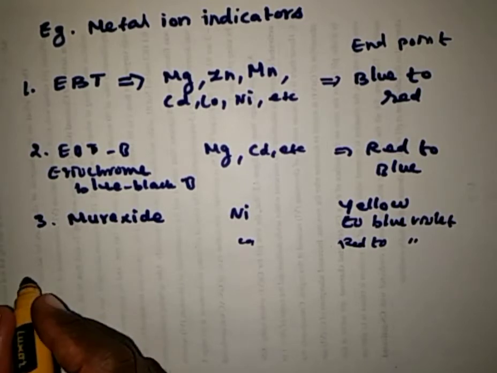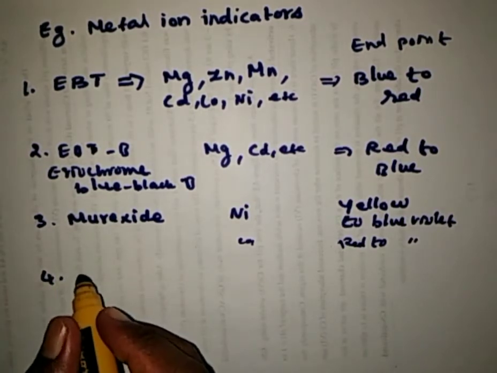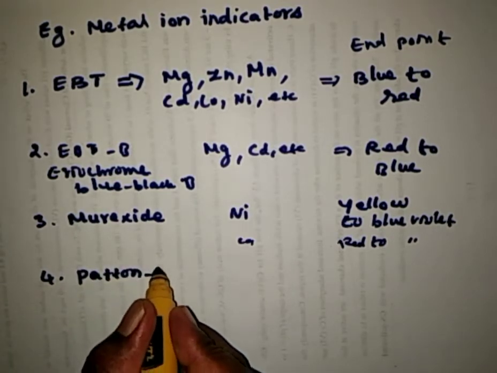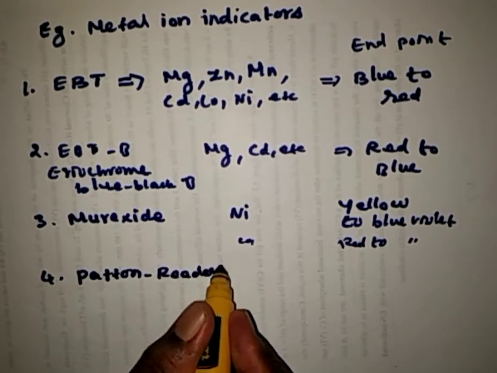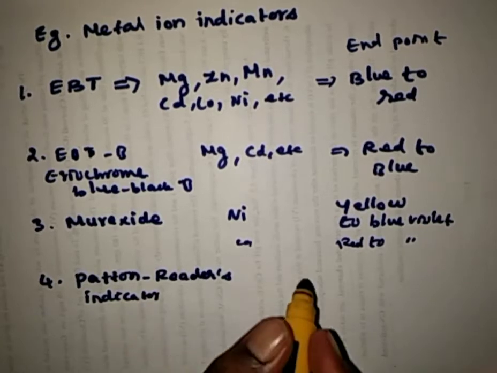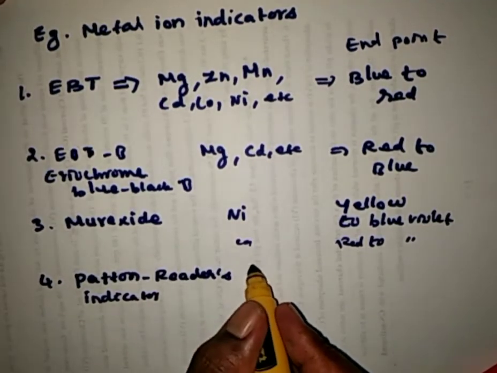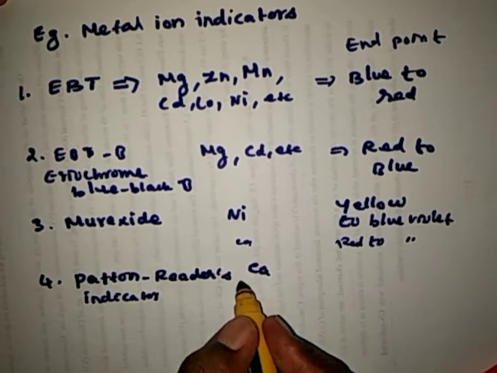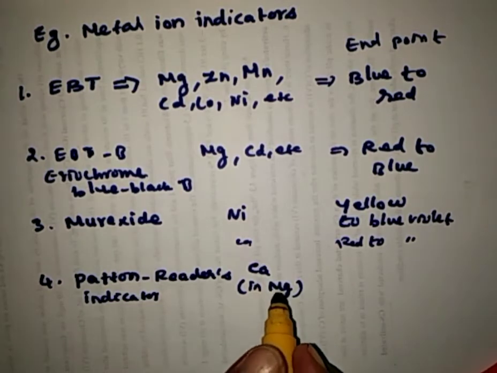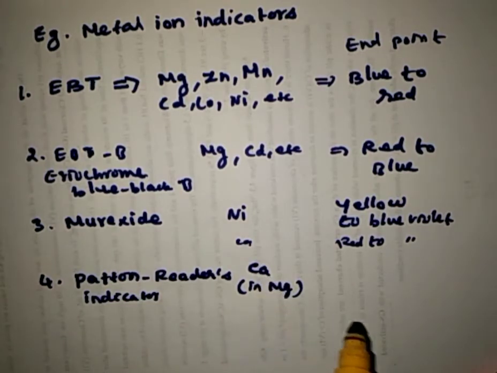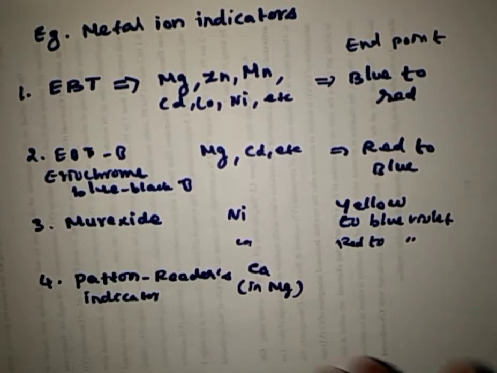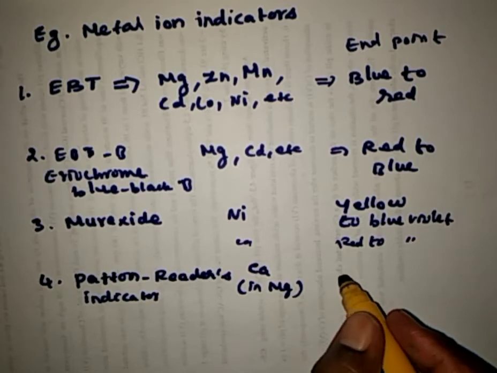Another indicator we use in complexometric titration is Patton Reeder's indicator. By using this indicator, we can estimate calcium in the presence of magnesium. So we can estimate the calcium alone by using Patton Reeder's indicator. Here the color change is wine red to blue.